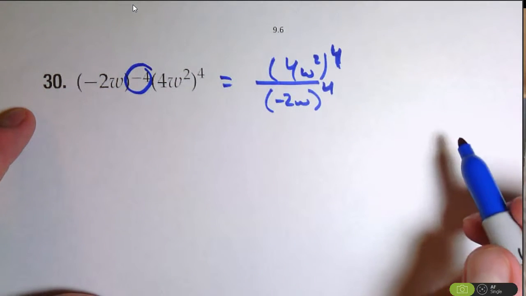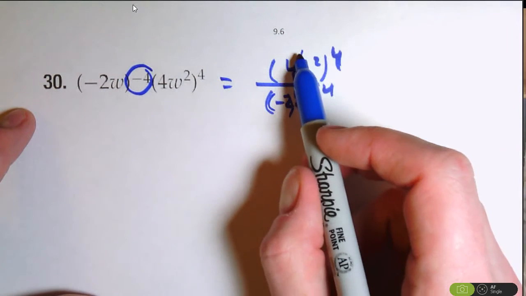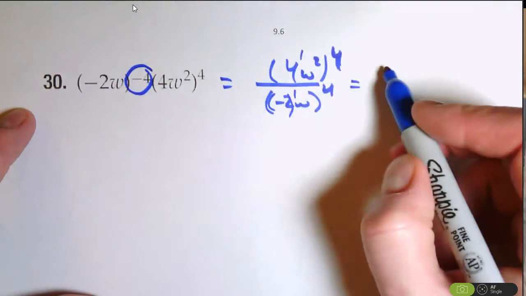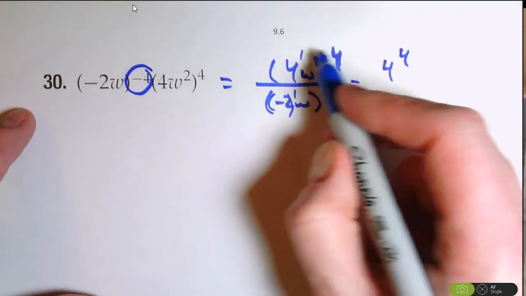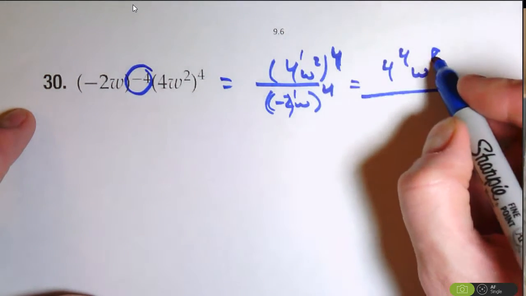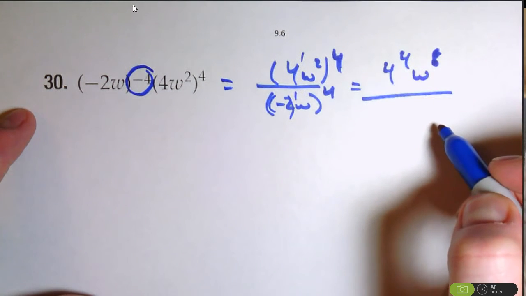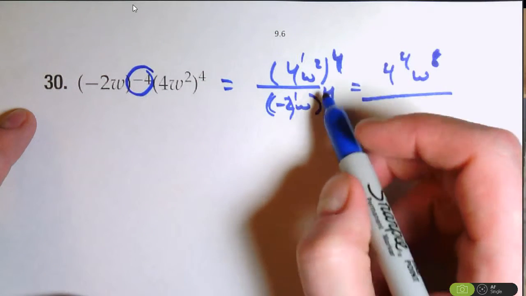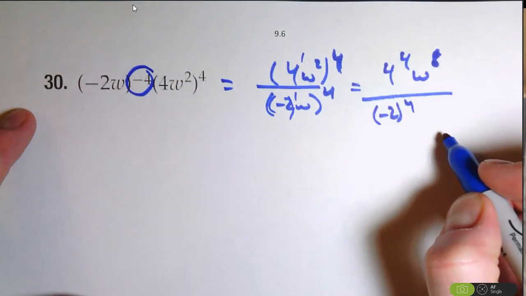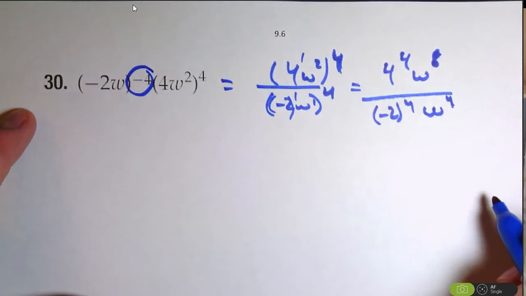Okay. Now I look at the exponents. 4 is happening once inside, w is happening twice, but on top it's all going to happen 4 times. So it means I'm going to have 4 to the 4th because 1 4 has happened 4 times. Then I'll have w to the 8th because I have w squared, but it's going to happen 4 times, so it's w to the 8th. Then negative 2 to the first to the fourth gives me negative 2, which is happening 4 times, and w to the first happening 4 times.